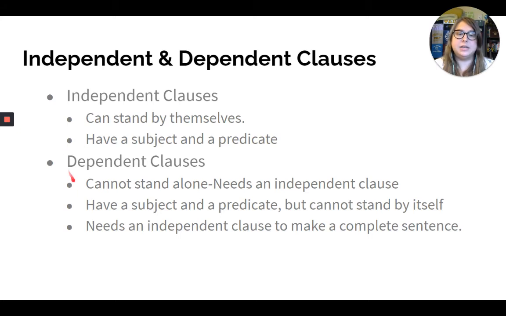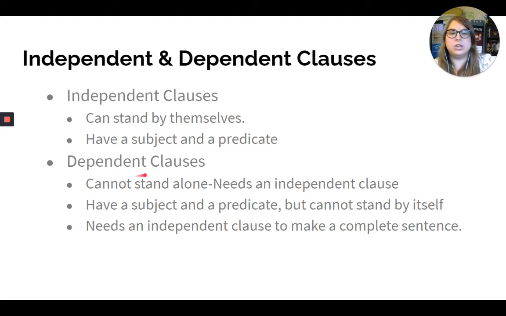Now, the dependent clause, on the other hand, is just the opposite. When something or someone is dependent, they need someone's help. They can't do things on their own. So I always think about kids as being dependent. They need someone else to help them.